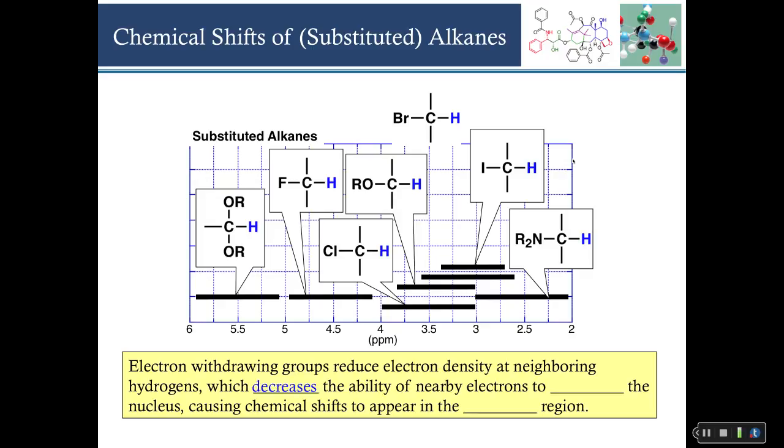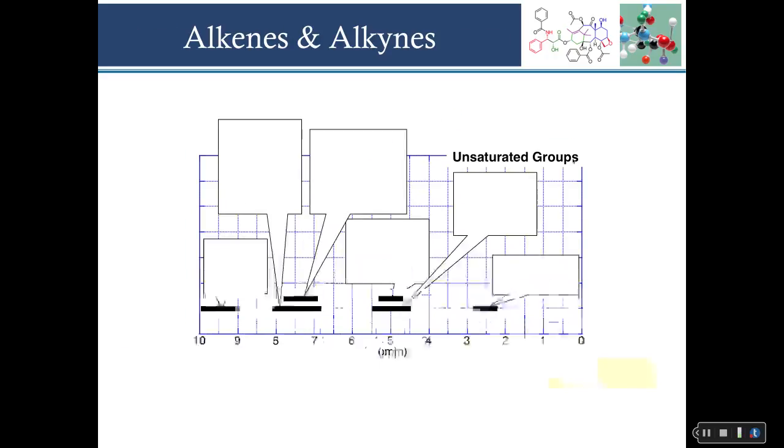So again, the general trend is electron withdrawing groups reduce electron density at neighboring hydrogens and decrease the ability of nearby electrons to shield the nucleus, causing chemical shifts to appear downfield. So this notion that electron withdrawing groups pull the electron cloud, like de-shrouding the nucleus, making that nucleus more susceptible to interrogation, moves it downfield at higher energy in the NMR region.